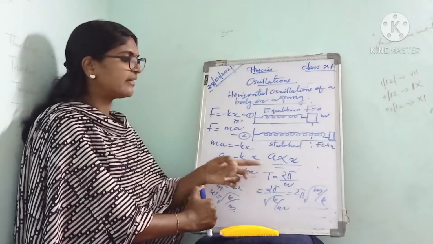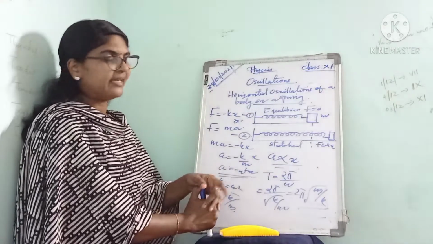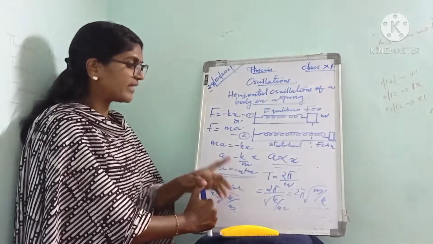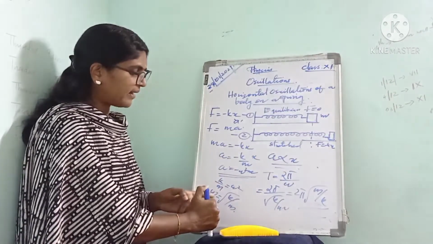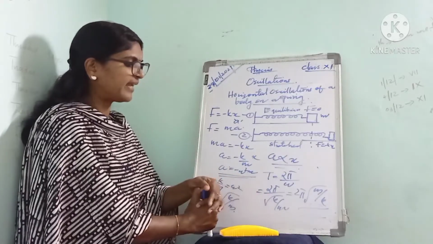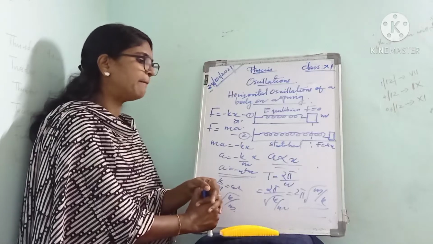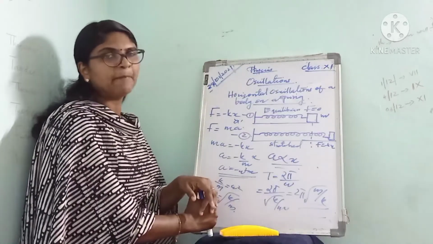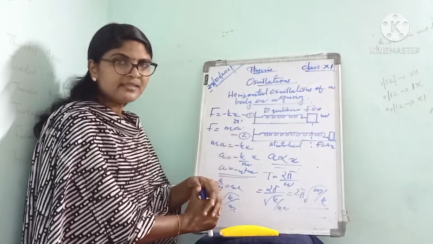Next, we can find the period of oscillation. For that, we consider the equation for time period T equal to 2 pi by omega. To substitute for omega, we consider k by m equal to omega square. From this, omega equal to root of k by m. Then we substitute: 2 pi divided by root of k by m, and this can be written as 2 pi into root of m by k. This is the period of oscillation of the loaded spring.